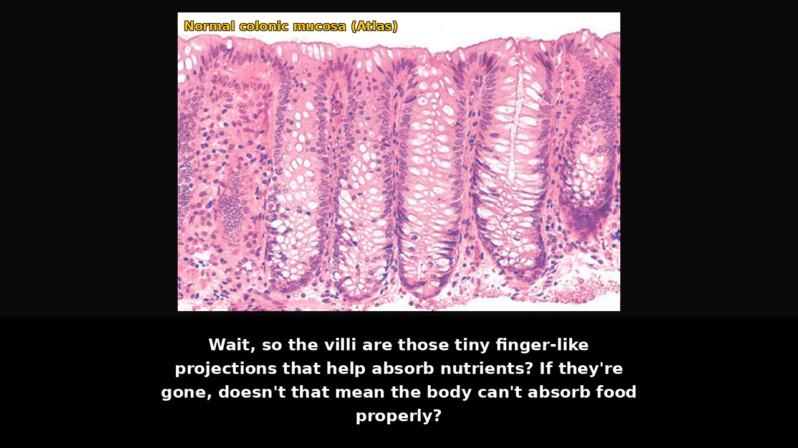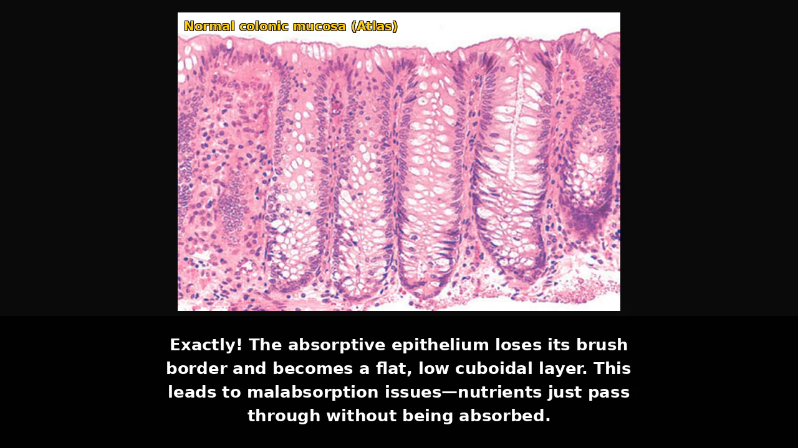Wait, so the villi are those tiny finger-like projections that help absorb nutrients? If they're gone, doesn't that mean the body can't absorb food properly? The absorptive epithelium loses its brush border and becomes a flat, low cuboidal layer. This leads to malabsorption issues. Nutrients just pass through without being absorbed.